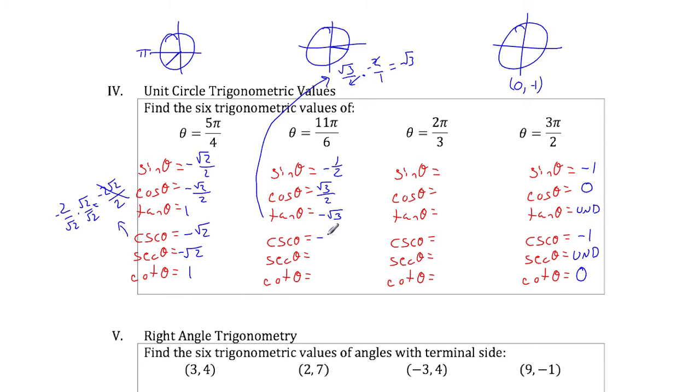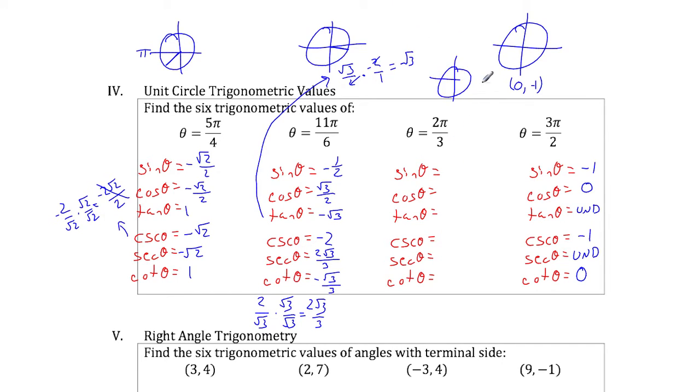Cosecant is the reciprocal of the sine, so that's negative 2. Secant is the reciprocal of cosine, the reciprocal of root 3 over 2, which is 2 over square root of 3. If we multiply by root 3 over root 3, we get 2 root 3 over 3. That can't be reduced, so we leave it as that. Cotangent is going to be 1 over negative root 3, which would be negative root 3 over 3 when I rationalize the denominator.